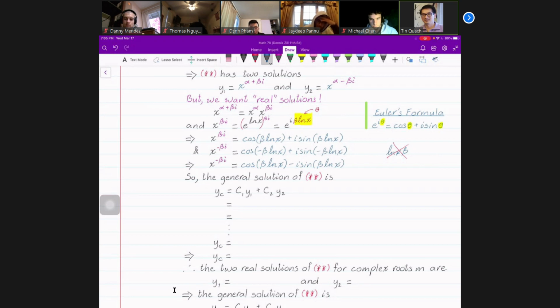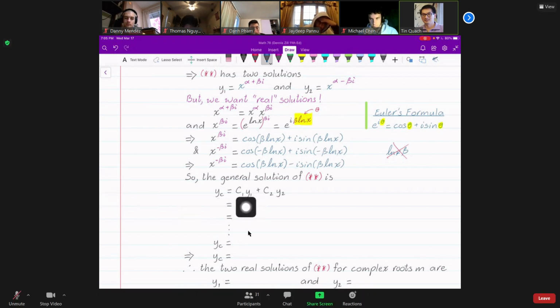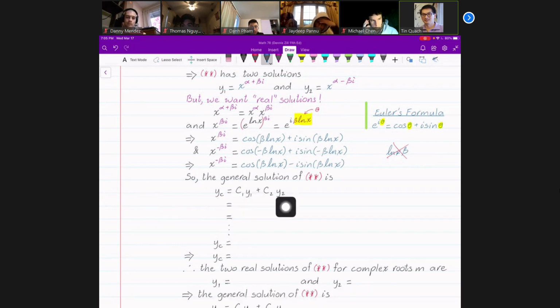So now let's get the solution. y sub c is c sub 1 y sub 1 plus c sub 2 y sub 2. And what is y sub 1? Let's do this. y sub 1 is x to the alpha plus beta i, and then c sub 2 times x to the alpha minus beta i.